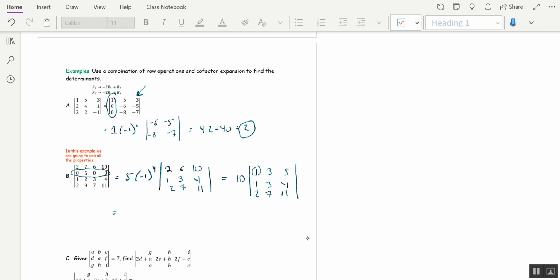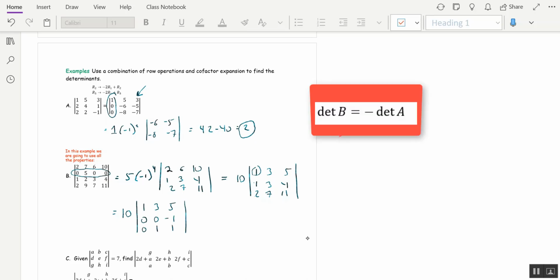So I'm going to do 2 row replacements at once, and row replacement does not change the determinant. So this is 10, leave the first row alone. Second row becomes 0, 0, -1, and the third row becomes 0, 1, 1.